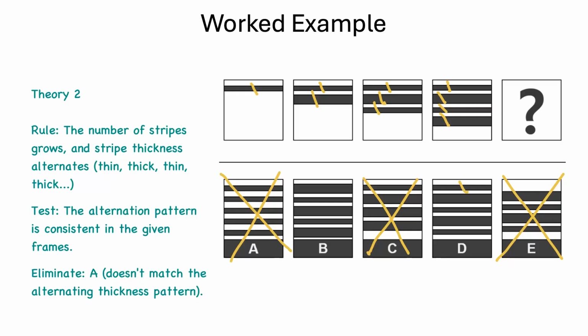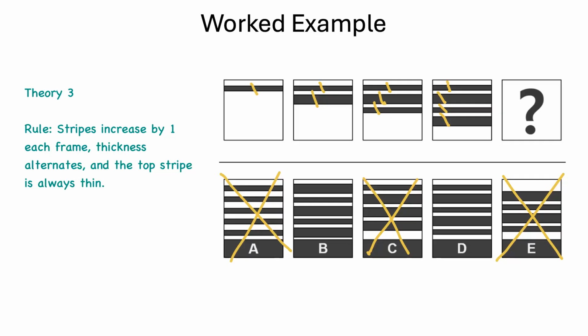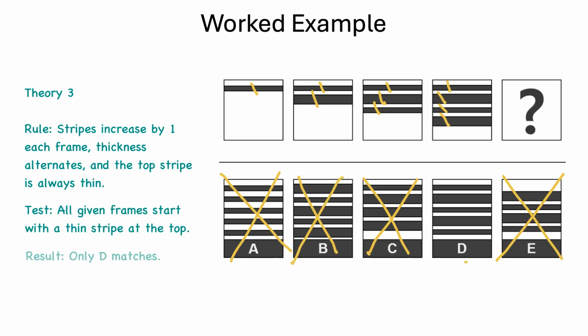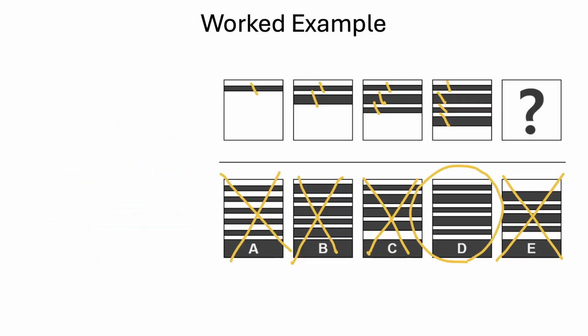And in B and D, in B's case, we start with a thick stripe, and in D's case, we start with a thin stripe. So therefore, we can write the rule: stripes increase by 1 each frame, thickness alternates, and the top stripe is always thin. And again, this is what we've worked through. We know it starts with this thin stripe. We know there are 5 stripes in frame 5, and we know that there's alternating thin and thick stripes. So therefore, we can eliminate answer option B, which starts with that thick stripe, and we now know that answer option D is our correct answer.